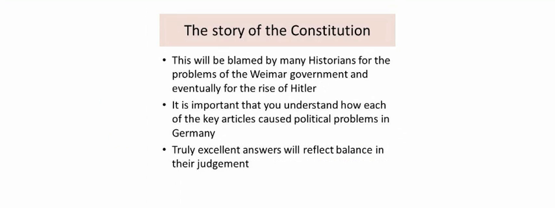So the key thing we need to look at when we look at the Constitution is understanding the four major areas of the Constitution and understand their effect on democracy, particularly how they affect democracy and how they make democracy weaker.